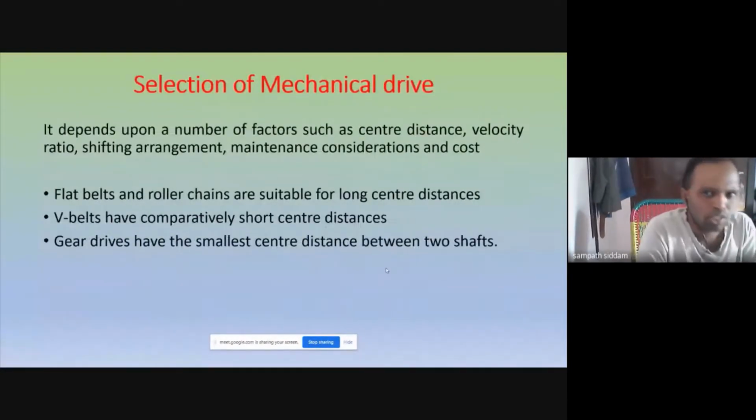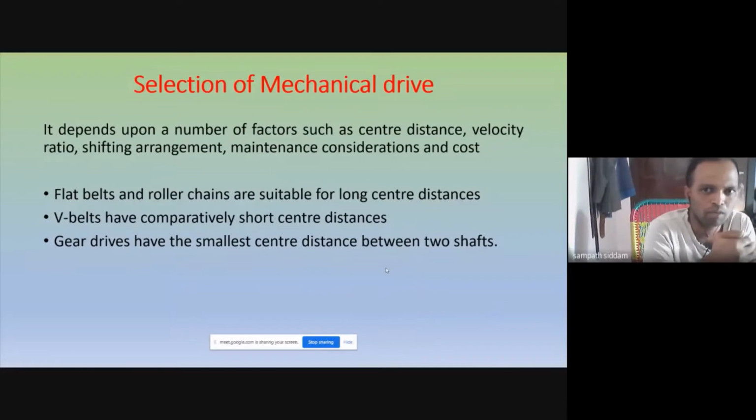Now, selection of a mechanical drive. As you told me, there are this many drives in mechanical systems. So how do you select one? What could be the criteria in selecting? These are the factors if you want to select among belts, gears and chains. In what way do you need to go?